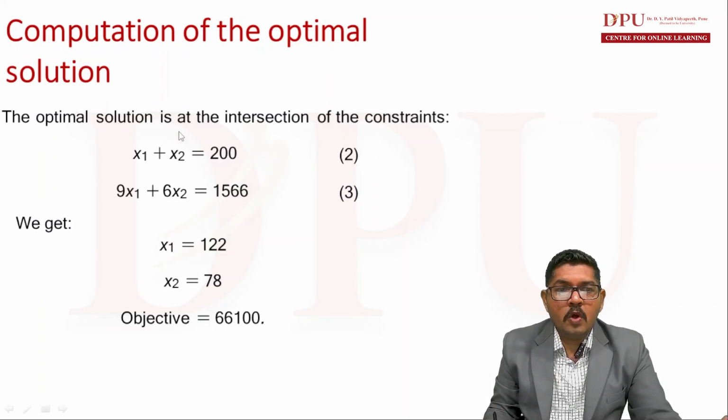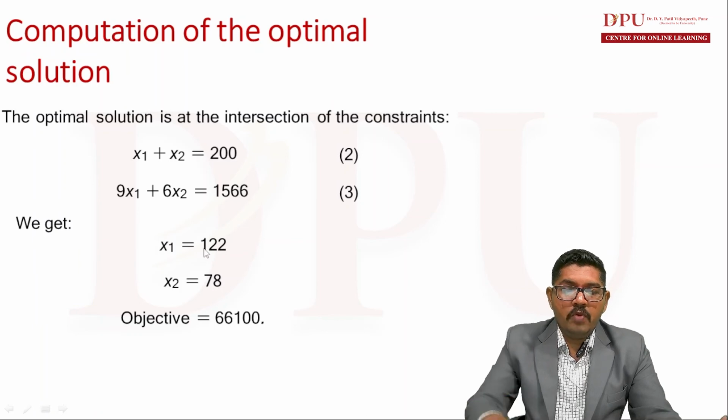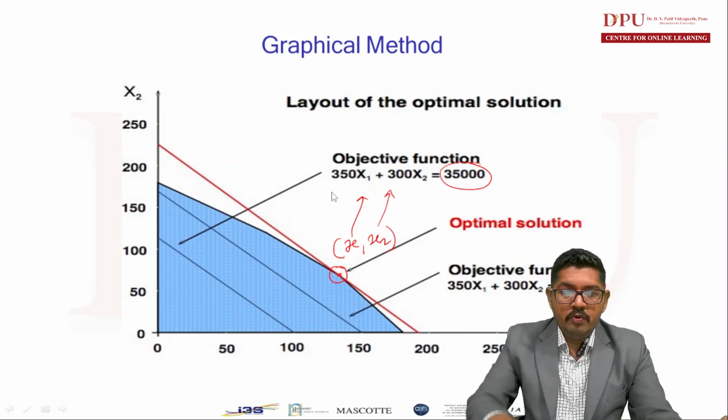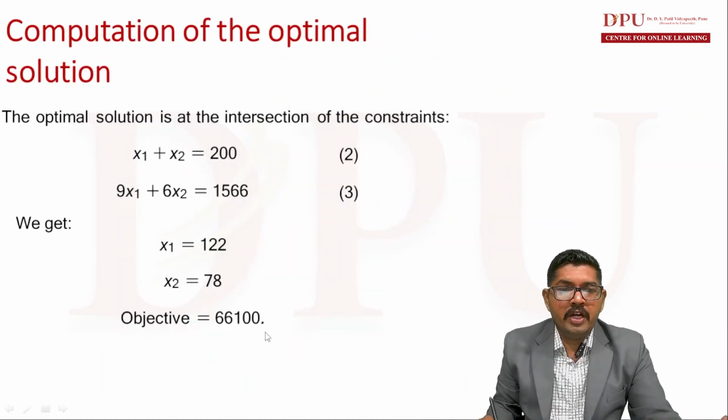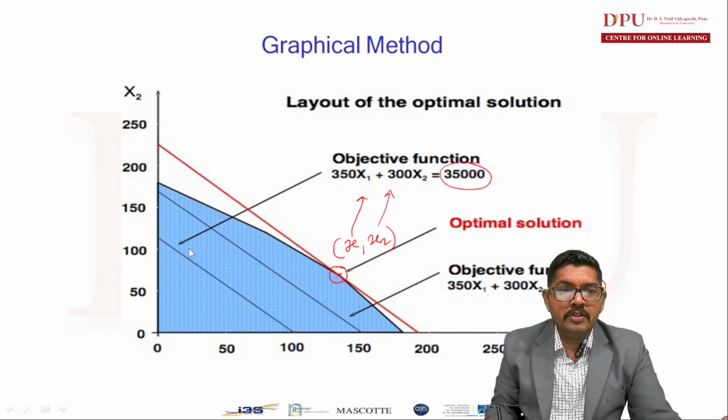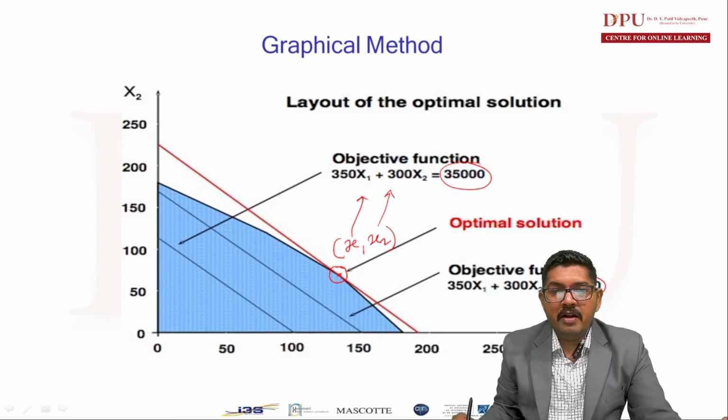So what we did, we solved these two equations simultaneously, by using the simultaneous equation method, and we got x1 is equal to 122 and x2 is equal to 78. We put the values x1 is equal to 122 and x2 is equal to 78 in the objective function. So this was our objective function, 350 x1 plus 300 x2. So we put x1 and x2 in this equation, and what we get is 66,100 as the solution of the objective function. It is the maximum solution because at this particular point the objective function is 35,000, at this point it is 52,500, but this is the optimal solution which will maximize the revenue.